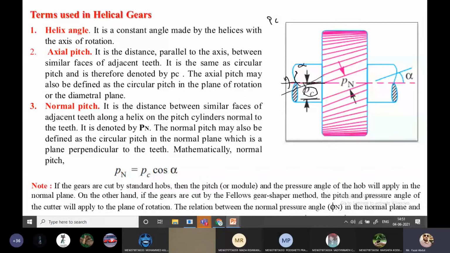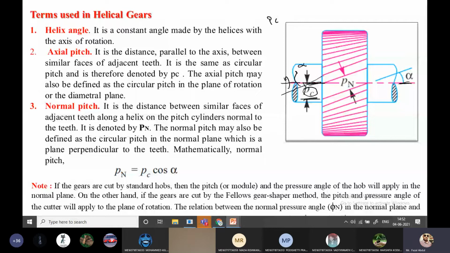So this is a circular pitch. These two we are considering parallel to the axis of the gear. See here, I am drawing the lines parallel to the axis of the gear. The distance between these two similar faces is known as a circular pitch. It is denoted by P suffix C, and it has the same usual meaning as what we practiced in the previous case.